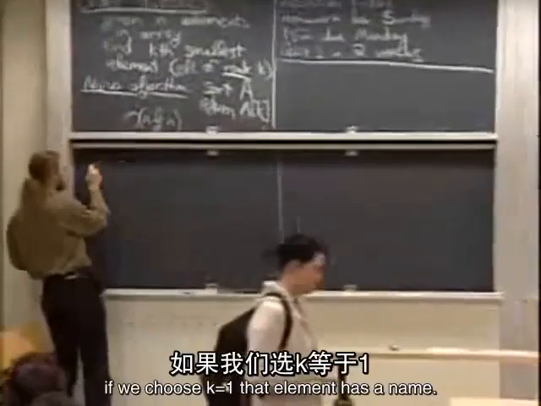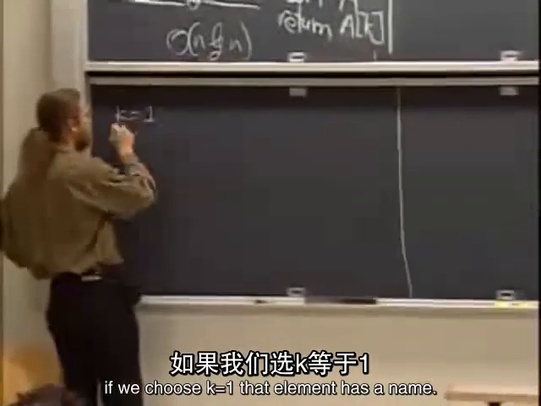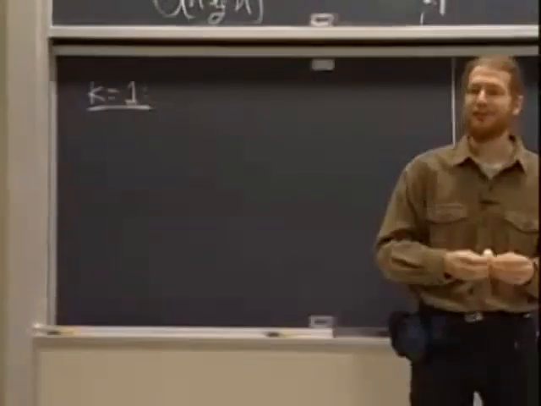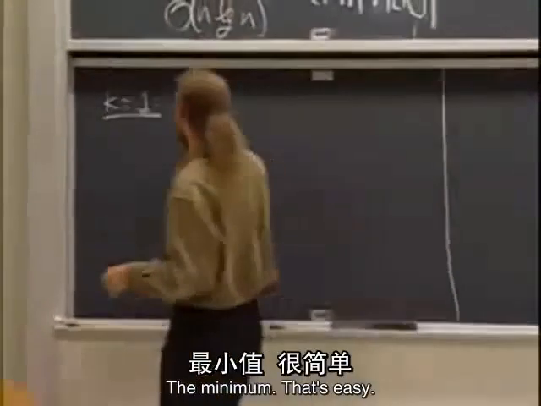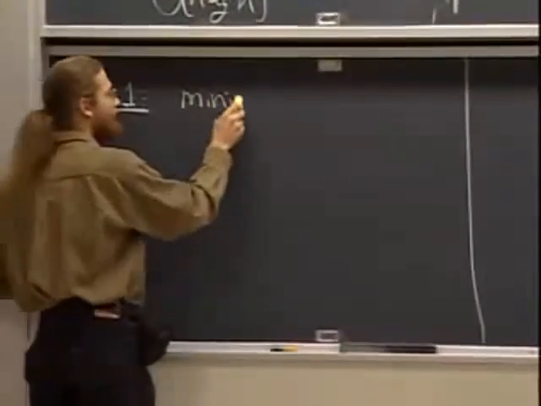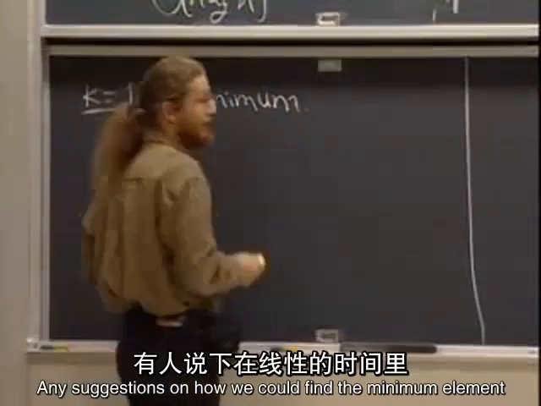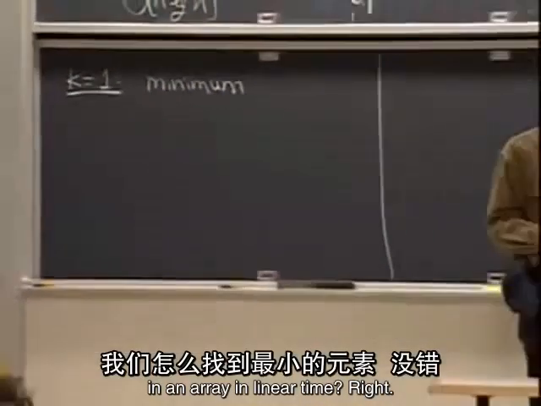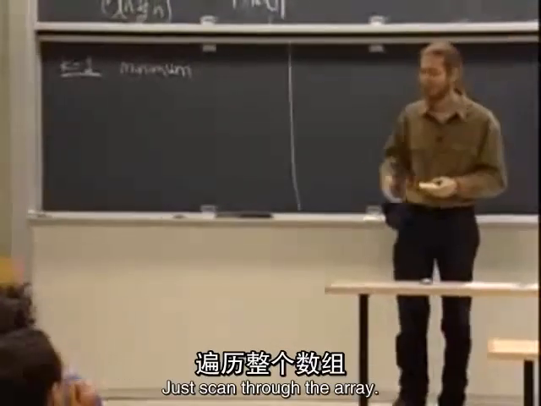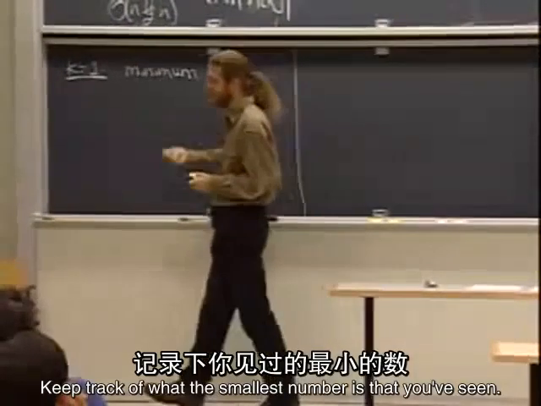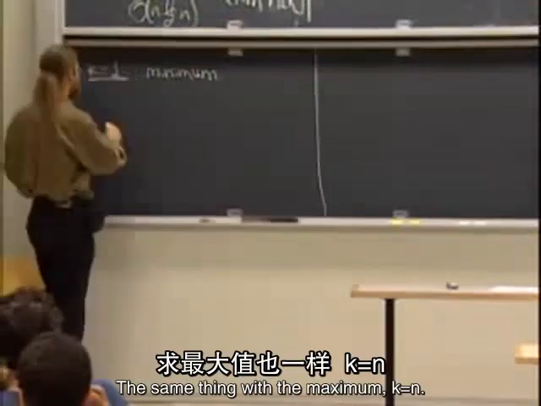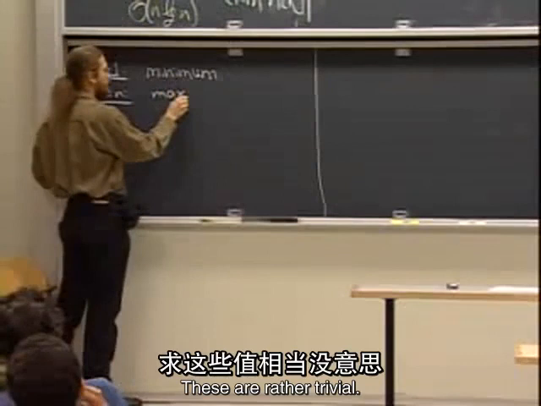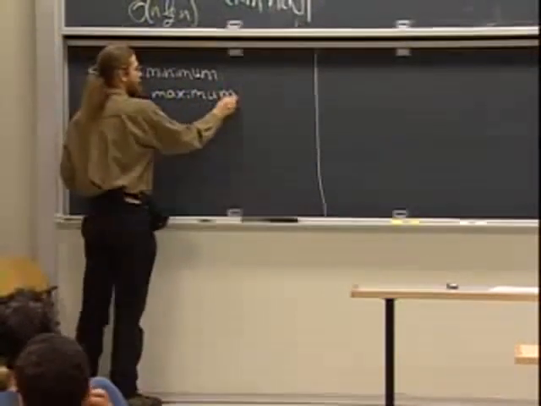For example, if we choose k equals 1, that element has a name. Any suggestions? The minimum. That's easy. Any suggestions on how we can find the minimum element in an array in linear time? Right, just scan through the array, keep track of the smallest number you've seen. Same thing with the maximum, k equals n. So these are rather trivial.